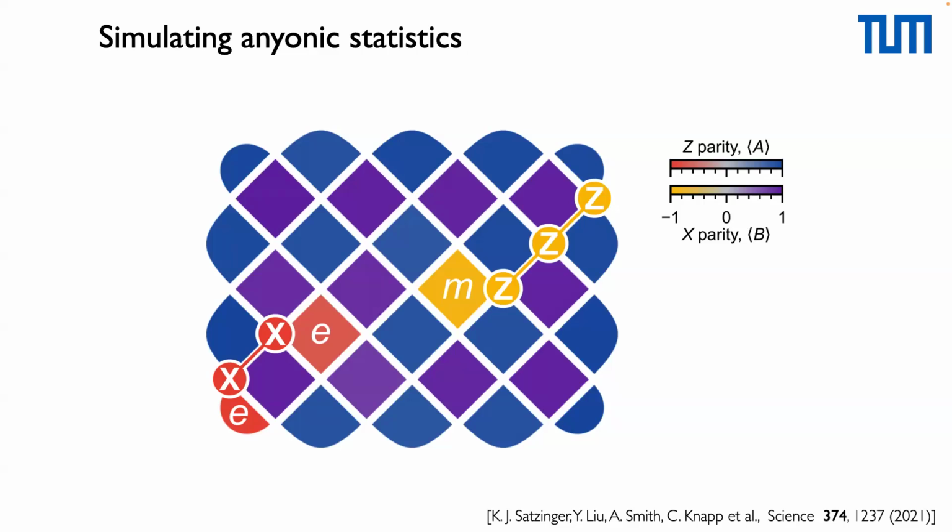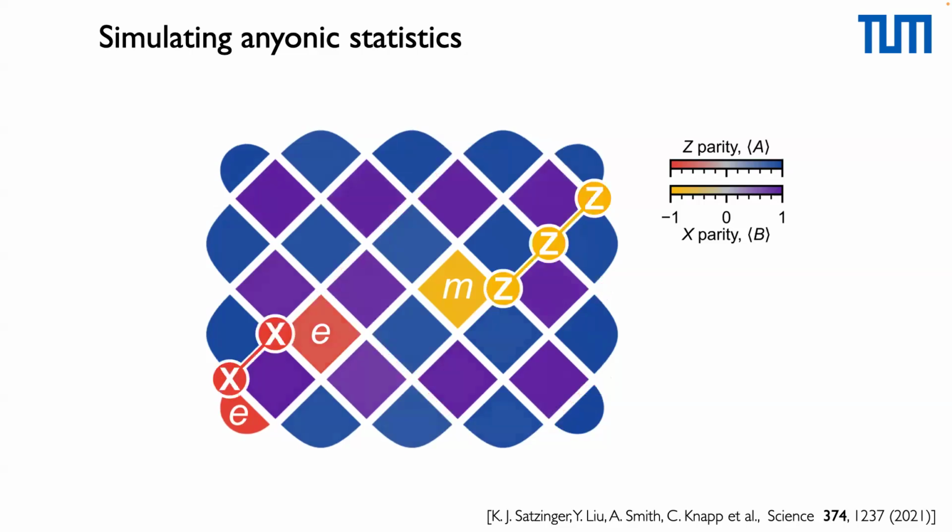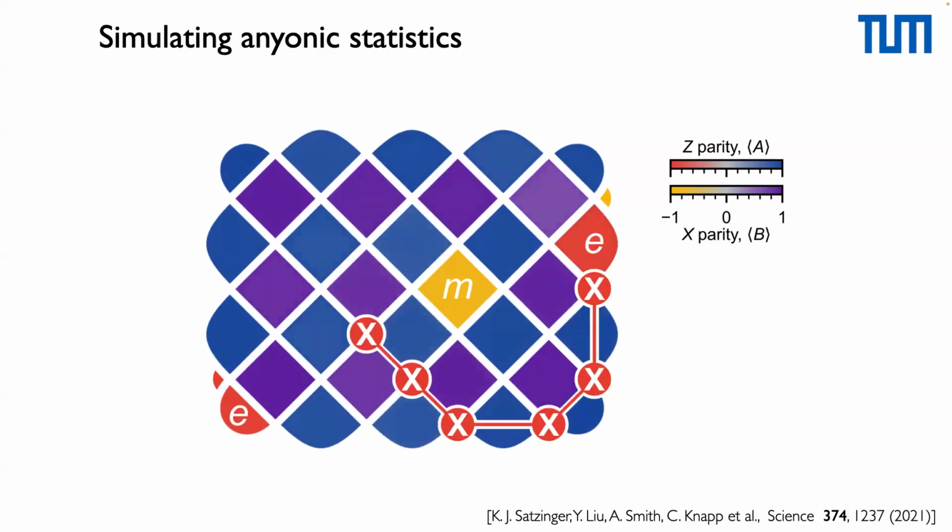Once we have created this state, we can move these particles by sequentially acting on it with, for example, X operators. And again, this is the data taking on the machine. We see that if we just apply these X operators, we're actually moving the excitations, which show up as plaquettes or vertices with the wrong sign. And we see that the background is hardly changing. There's a little bit of flickering in the background, but overall the state remains intact.